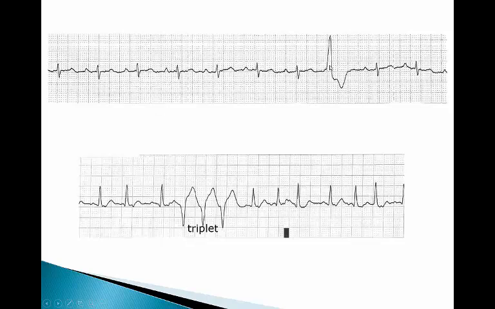On this strip, here's a single PVC. Okay, it's upright. Down here, we have what we call a triplet because there's 3 in a row. Now look, these are downward deflecting, so they look different than this one. So if this was the same person, then you would have 2 different foci causing these PVCs, because one looks like this and the other one looks like this. Now these 3 all came from the same foci because they all look alike.